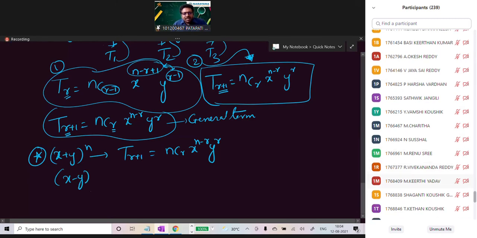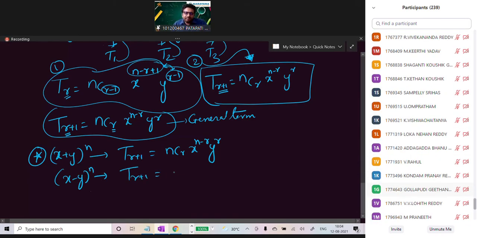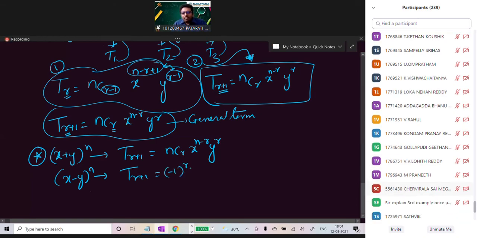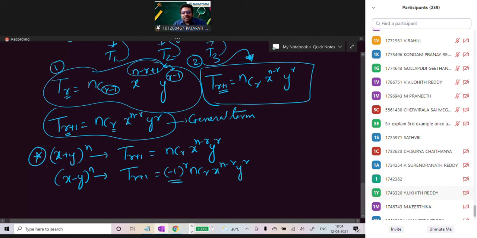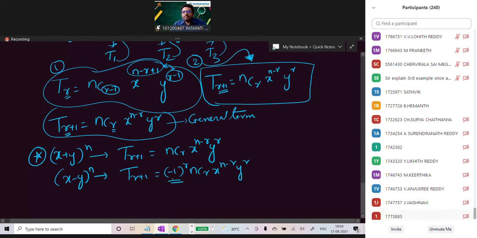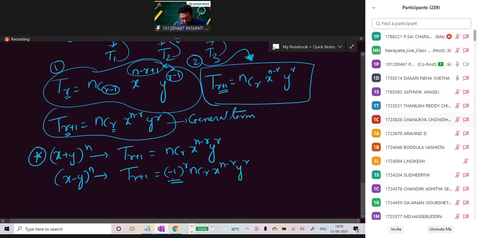What do you think is the general term in x minus y whole power n? It will be minus 1 whole power r NCR x power n minus r y power r. Do you understand why this number comes? If r is odd, it will be negative. Because actually instead of y you get minus y, so minus y power r is minus 1 whole power r into y power r. You see?